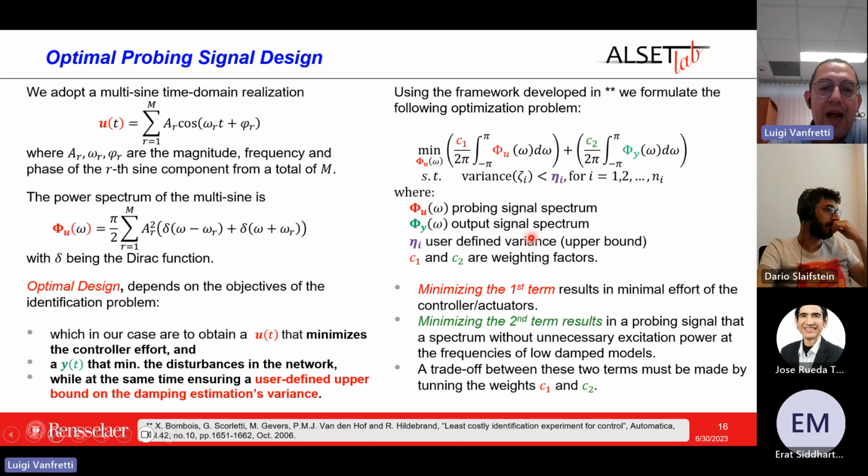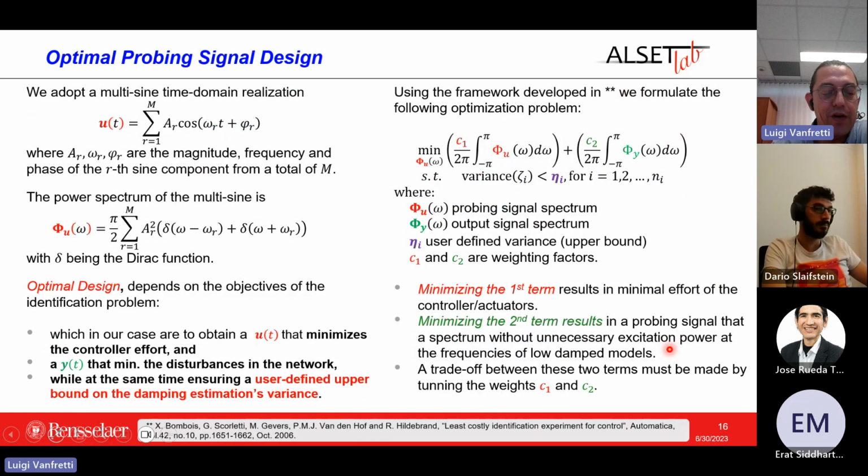0.01. And C1 and C2 are weights that allow us to prioritize either minimizing control effort or minimizing impact to the system. So minimizing the first term of this equation results in minimal effort from the controller, and minimizing the second one results in a probing signal which provides a spectrum that doesn't excite frequencies that you don't want to excite too much, basically. So the trade-off here is in tuning C1 and C2 by trial and error, basically, or by doing different simulations in our case.